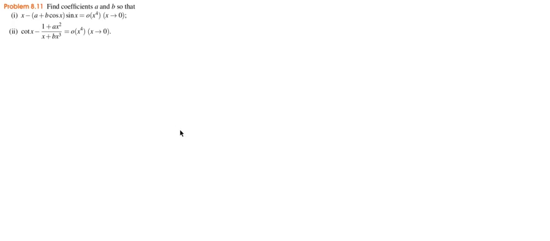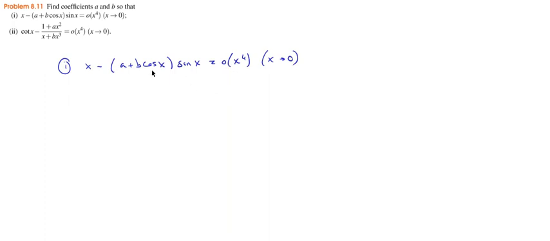Okay, so problem 8.11: find coefficients a and b so that we have these two equivalences. First, let's start with the first one. x minus (a plus b times the cosine of x) times the sine of x is small o of x to the fourth when x gets very small. So let's see. We want things to be small o of x to the fourth.